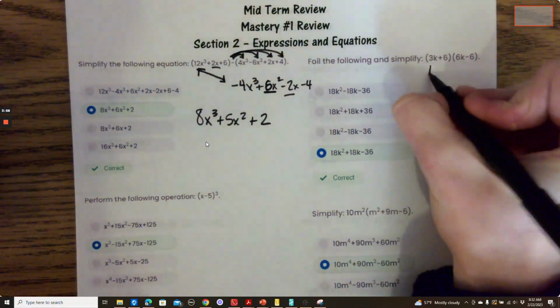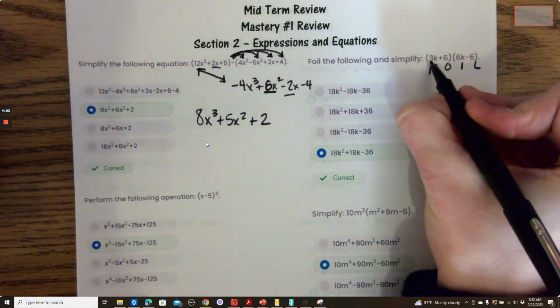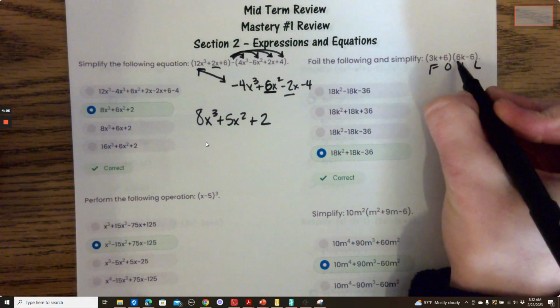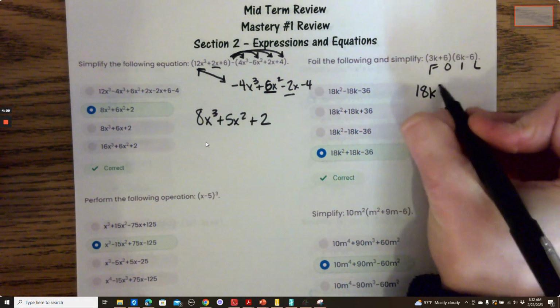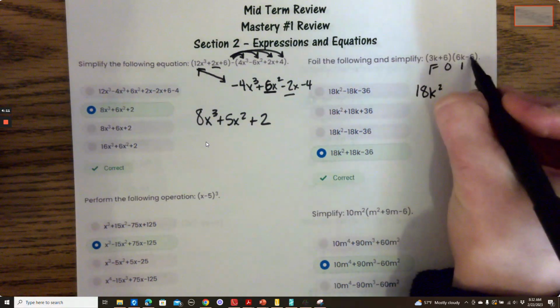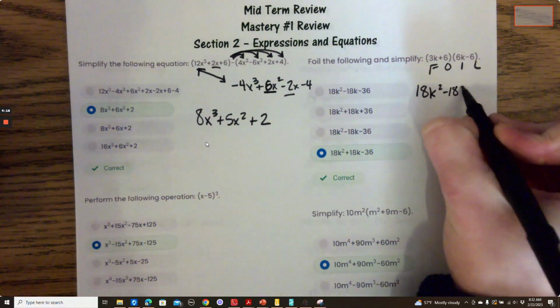All right, FOIL, F-O-I-L. F stands for the first, so you multiply 3k times 6k. So 3 times 6 is 18. K times k is k squared. O is outside, 3k times negative 6. So 3 times negative 6 is negative 18. Keep the k.